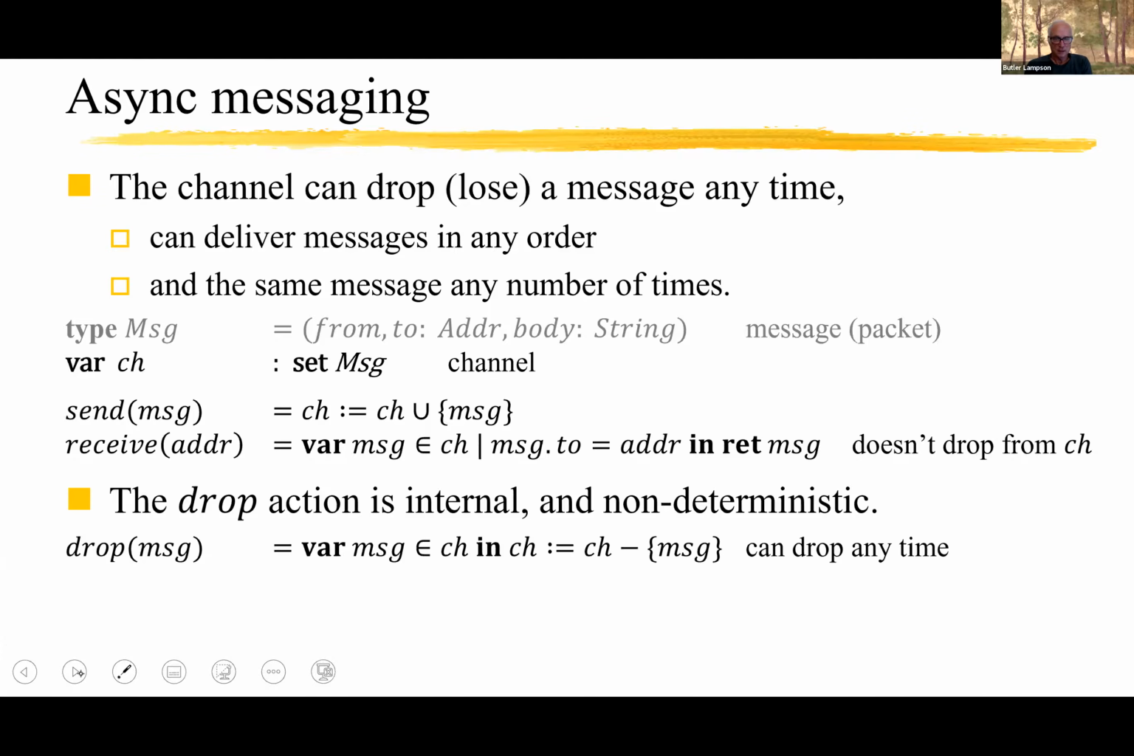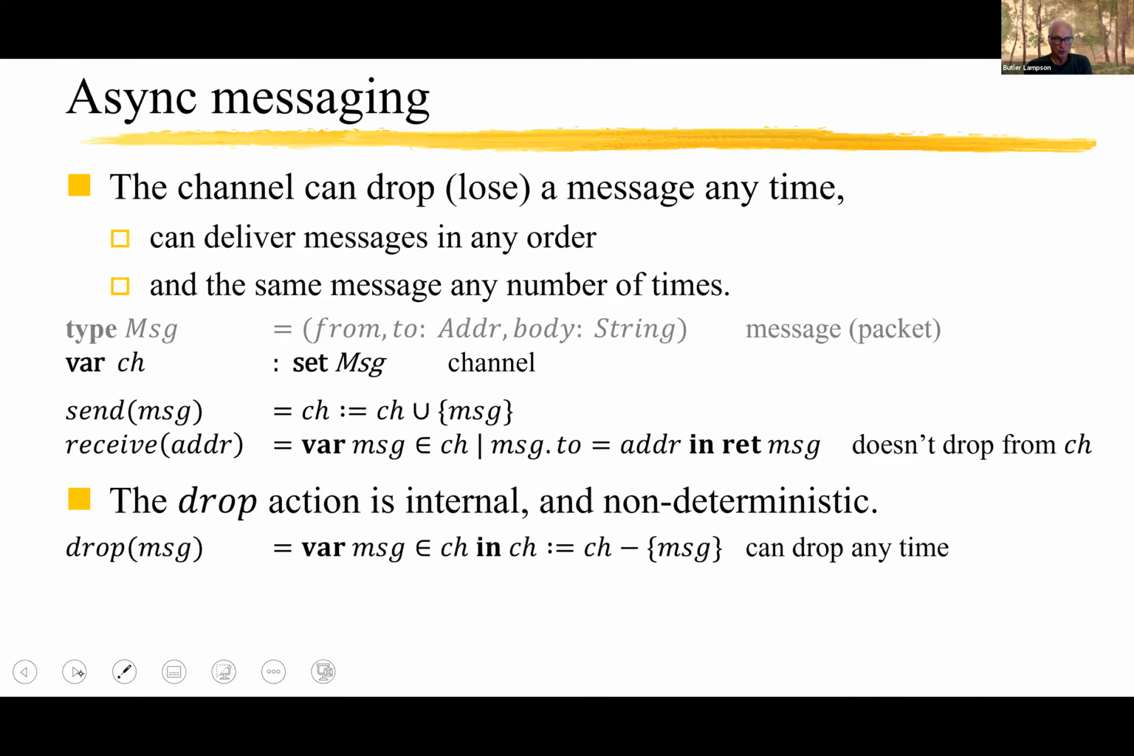It's a set, because the internet doesn't guarantee to preserve the ordering of the messages. Send adds the message to the set, and receive says, if you can find a message in the set which has the right address, then you can return it. And this receive does not drop the message from the channel, because we know that the channel is capable of duplicating messages. That's being modeled in this receive operation by saying that when the receive occurs, we don't take it out of the channel. So it could occur again.